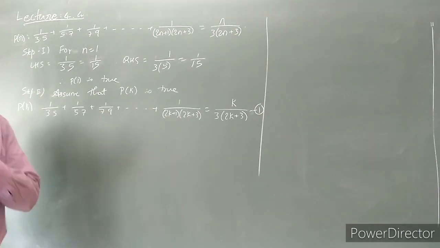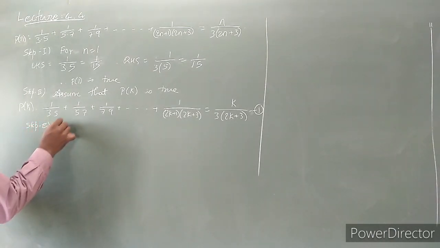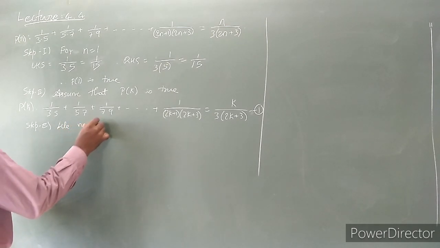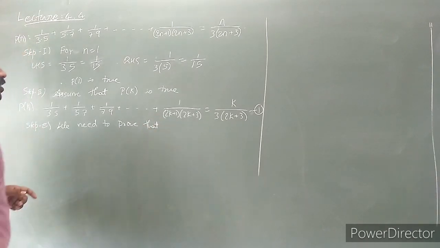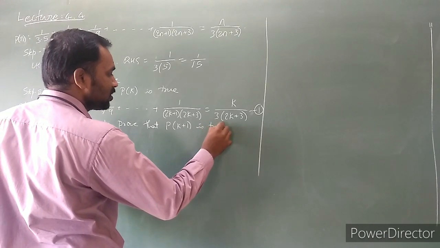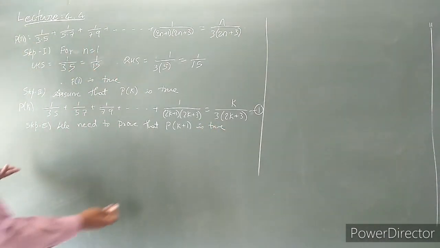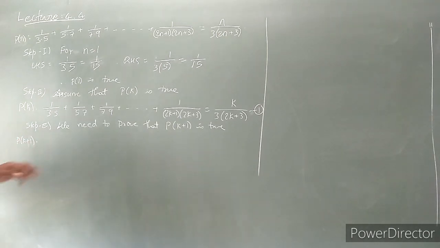Now go to the third step. What is step number 3? We need to prove that P of k plus 1 is true. Whenever P of k is true, just write it. Next, I write the P of k plus 1 statement. What is P of k plus 1? Wherever n is there, replace it with k plus 1.